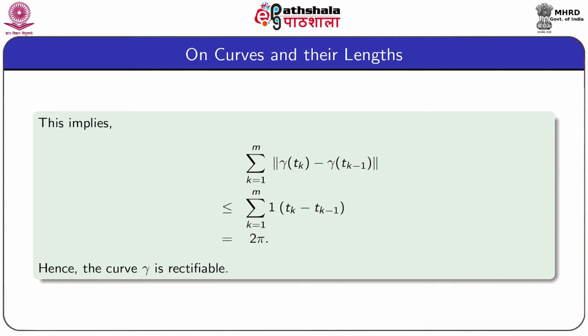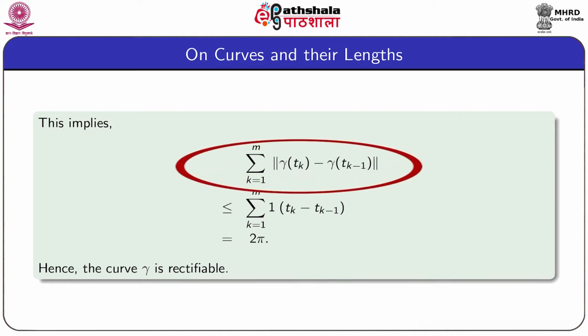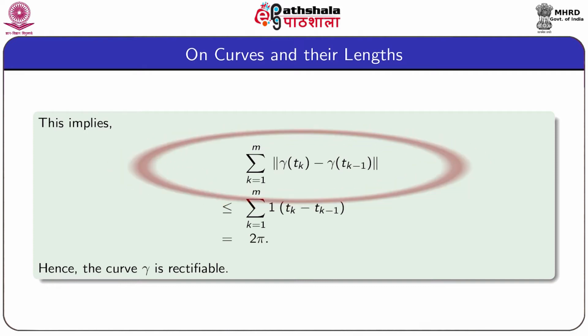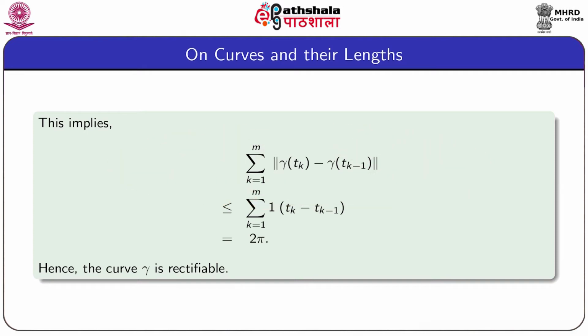This implies the summation from k equal to 1 to m of norm of gamma(tk) minus gamma(tk-1) is less than or equal to the summation from k equal to 1 to m of (tk minus tk-1), that is nothing but 2 pi. This shows the curve gamma is rectifiable.